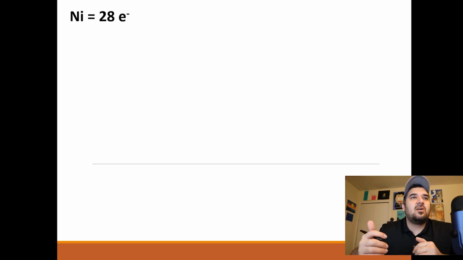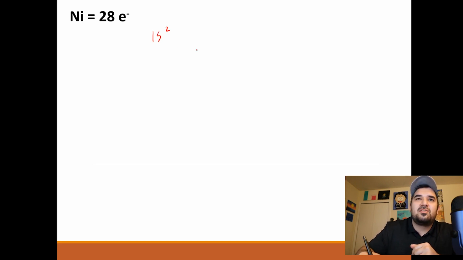If we want to see the electron configuration for nickel, we're just going to start filling our boxes. So first box we're going to fill is going to be 1s2. That's 2 of our electrons. Next we have our 2s2. And then we have 2p6. And basically I'm just counting electrons up until I get to 28. So after 2p6 we have 3s2. After 3s2 we have 3p6. And then after 3p6 we have 4s2.